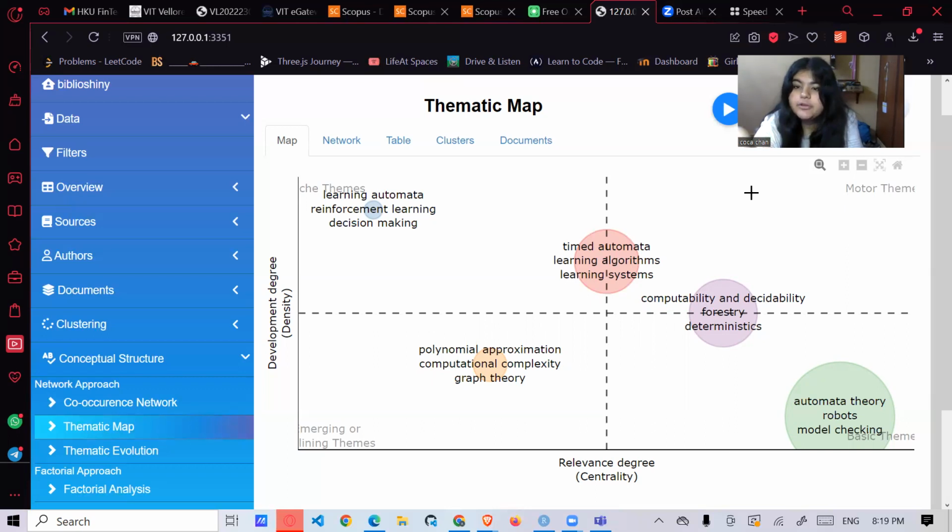They have less impact because a lot of work has been done in that field, like automata theory, robots, model checking. It's not that they are not impactful; they are impactful, mind that, but they have a lot of work generated on them already. So if you're willing to write a research paper, you should not write it on that, because it already has a lot of work. It is still impactful, it is just that a lot of work has been done upon it. And then we have the emerging or declining themes.